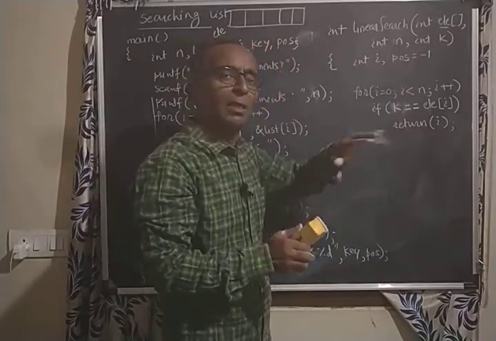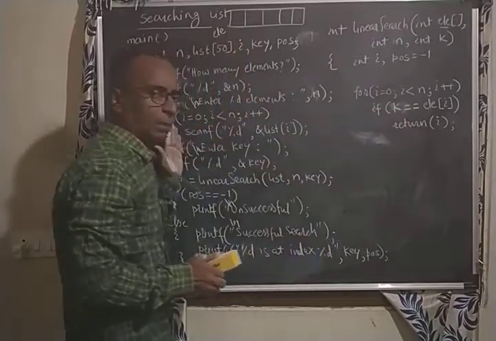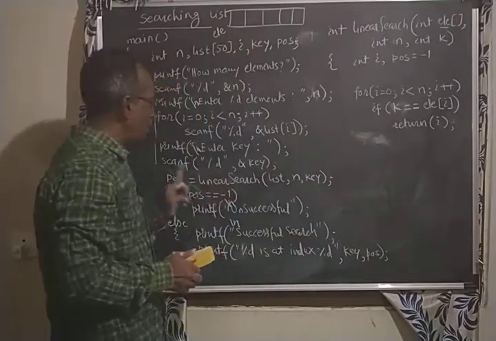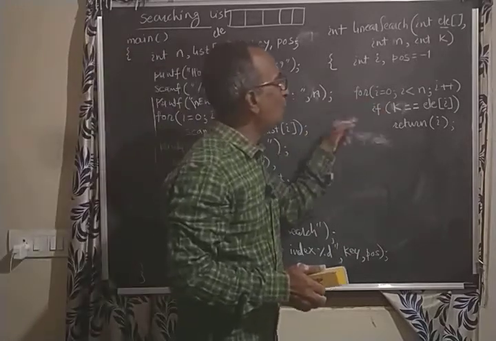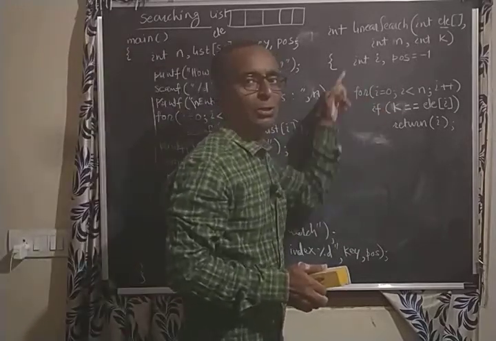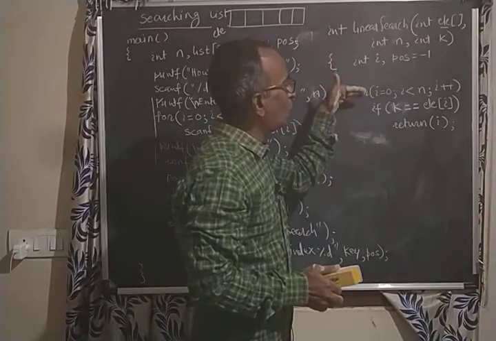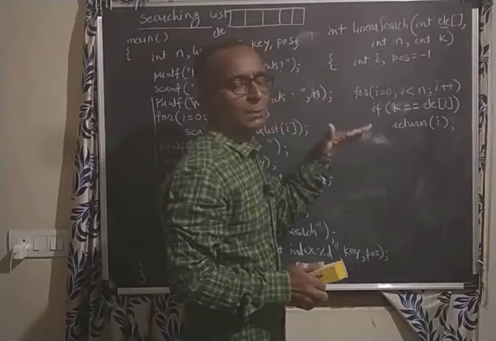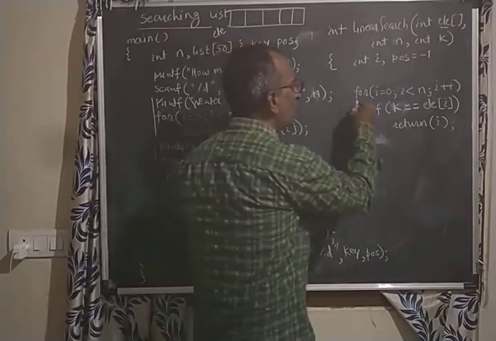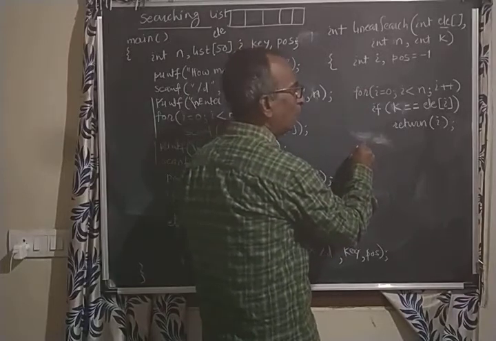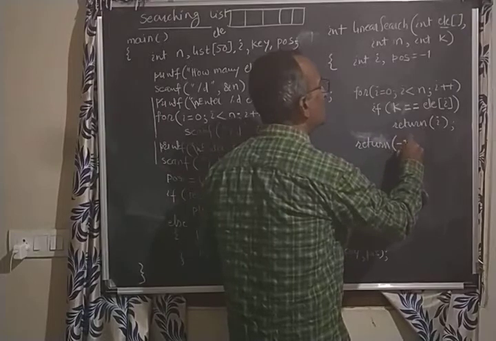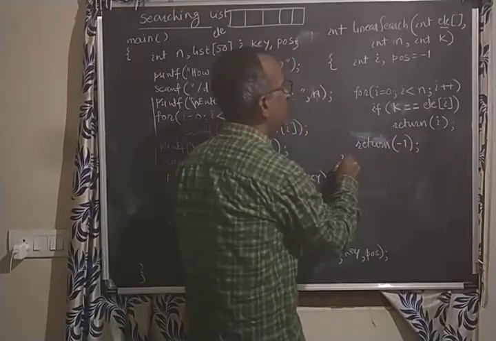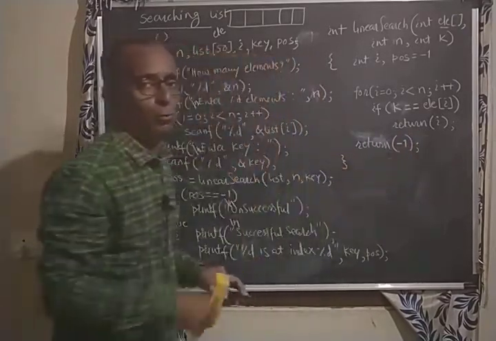Return means the control will be passed to the caller. Return I means I will be returned here directly. If this loop is exhausted, it will come out of the loop, for an unsuccessful search I am saying. So when it comes out of the loop, then I can write return -1. This return -1 is outside the loop.